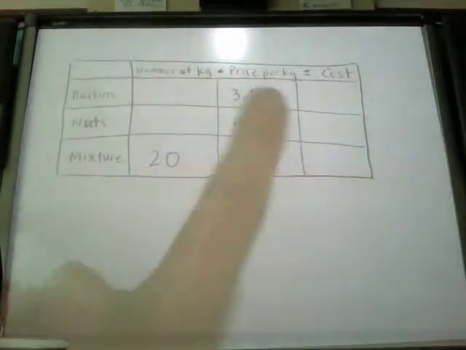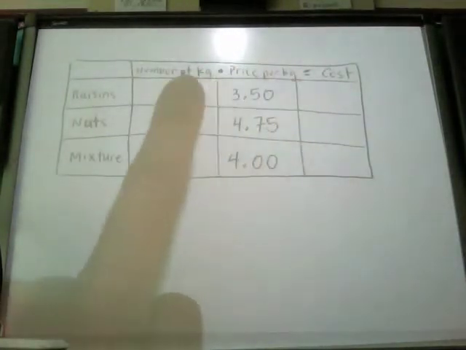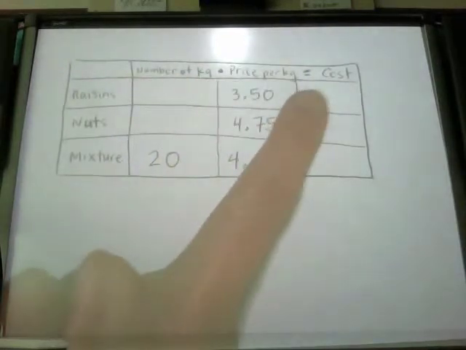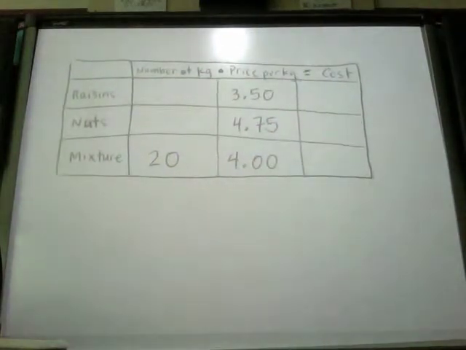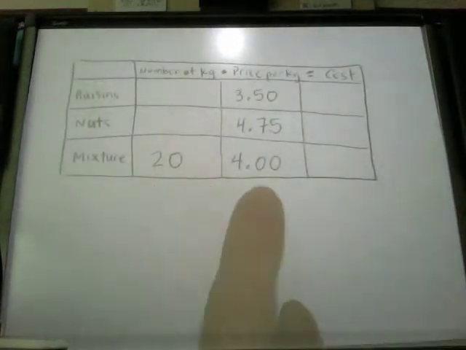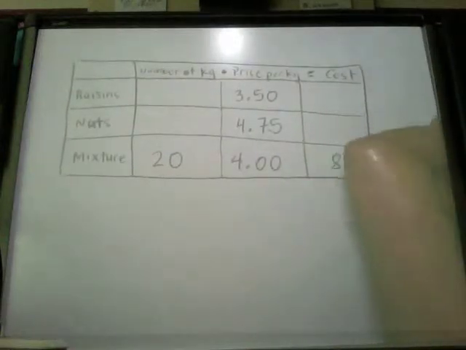Notice up here the equation shows that we're taking the first column, the number of kilograms, times the price to get the cost. So far, the only one I have all the information for is this bottom row. So let's go ahead. 20 times 4, $80.